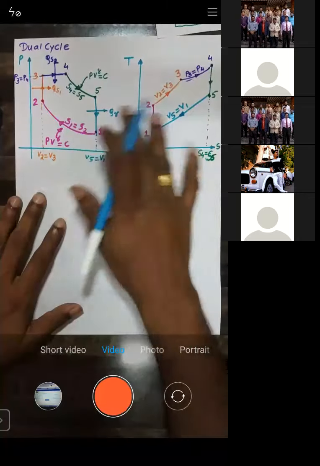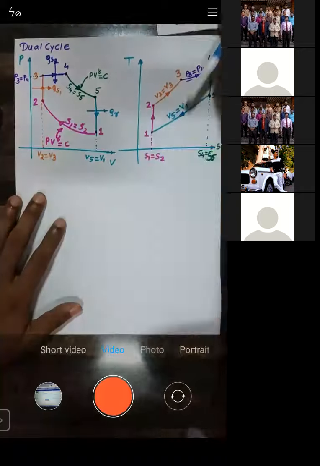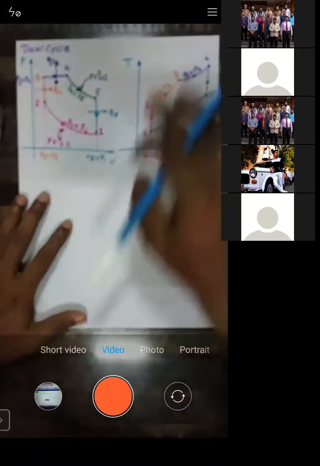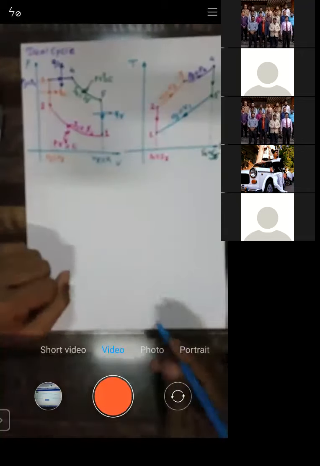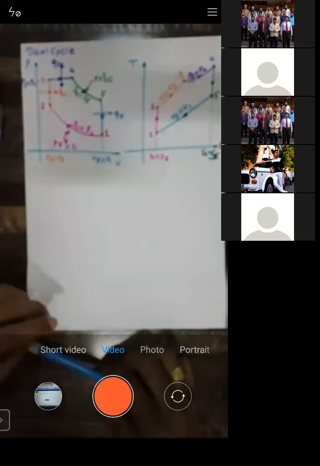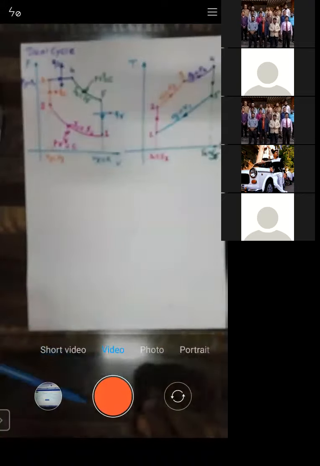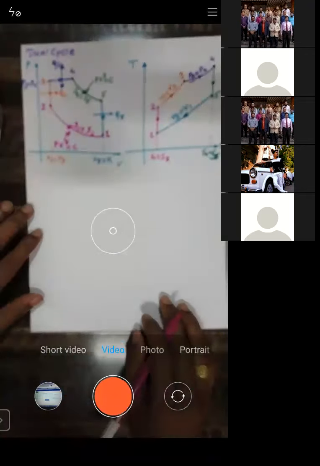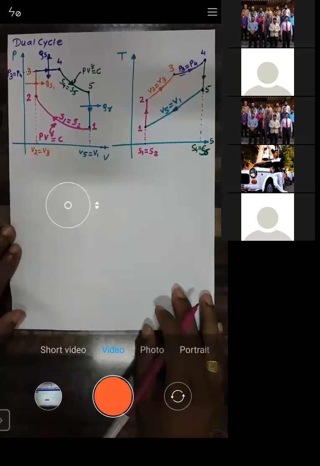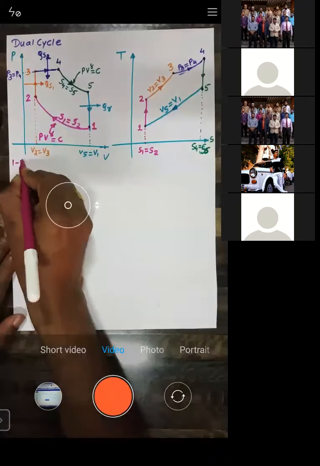So is it okay with this PV and TS diagram for the dual cycle? Let me know. Is that okay? All of you, is that okay? I'm waiting for your response. Yes, sir. Okay.